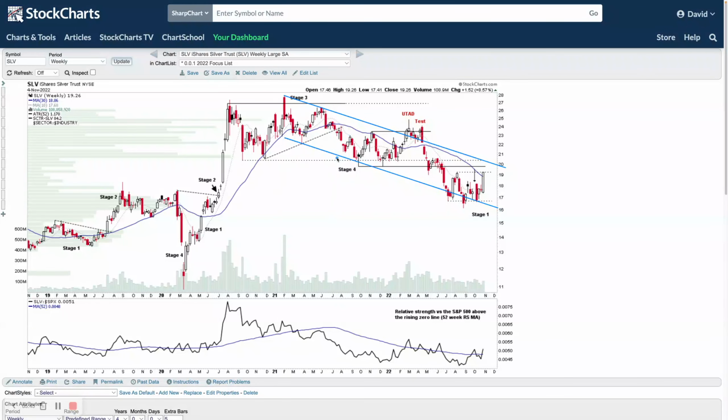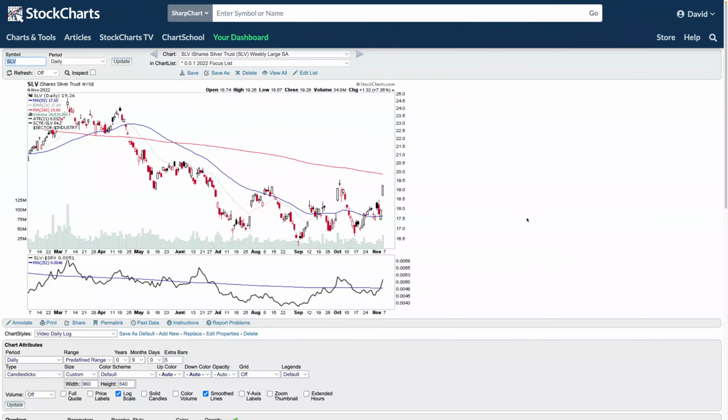Stage 4 started around mid 2021, around this kind of area here, and we started to drop down into stage 4 type behavior on obviously breaking the downtrend line there, and the 30-week moving average rolling over. A little bit of a messy chart, this one, but you can see if we drop to a daily chart here, we get a little bit more clarity on what's been going on recently.